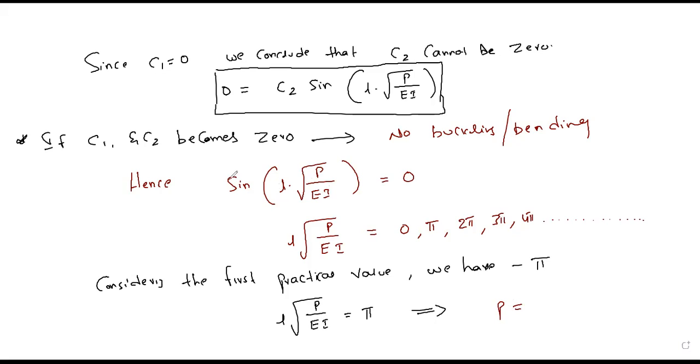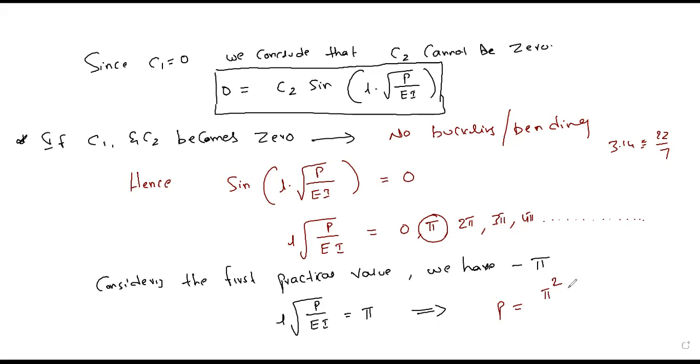Okay sir, this will become 0. L root of P by EI is equal to 0. Not only 0, after 0 there is pi, 2 pi, 3 pi, 4 pi. Okay, 0 is not practical, but we can take pi as the practical value. 2 pi is also not practical, but sometimes it may happen. Practically, what is the value of pi? 3.14, which is 22/7. So this is more practical. By considering this value pi, L root of P by EI is equal to pi, then what will be your P value?